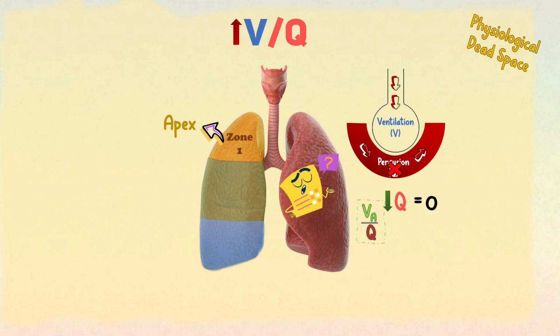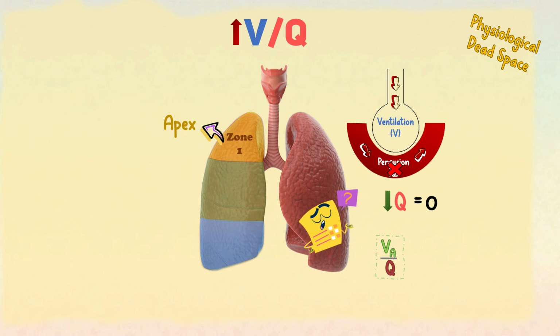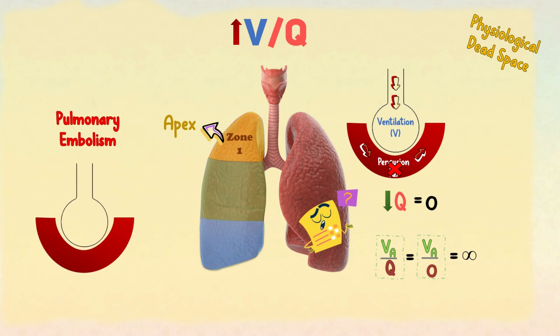What happens to the VQ ratio then? Putting the value of perfusion as 0, we get infinity. So, the ventilation-perfusion ratio is increased to infinity. This is what happens in pulmonary embolism, which can result from a deep vein thrombosis, also known as DVT. This is a blood clot in the legs or arms that travels to the lungs.